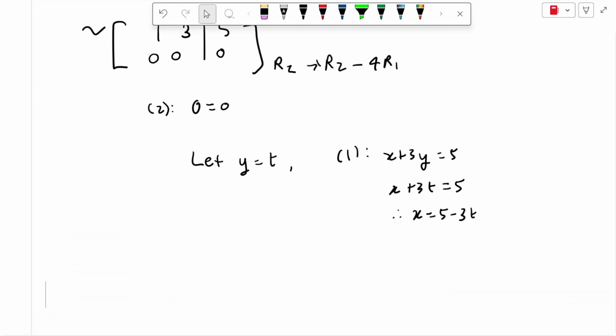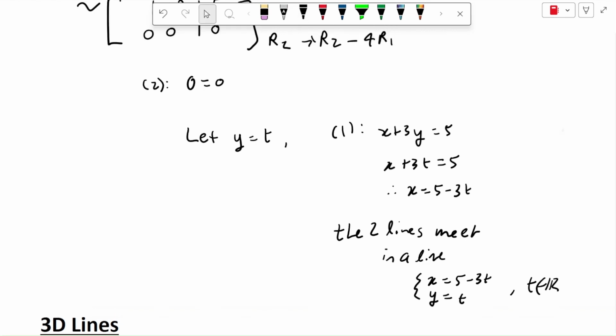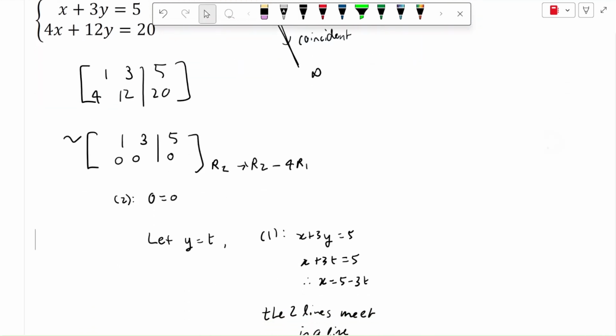So this is going to be a little bit weird. The 2 lines meet in a line. The line is x is 5 take 3t, and y is t. This is very silly doing it like this, but essentially the line we've just described there is that line where they're coincident. There's infinitely many solutions.